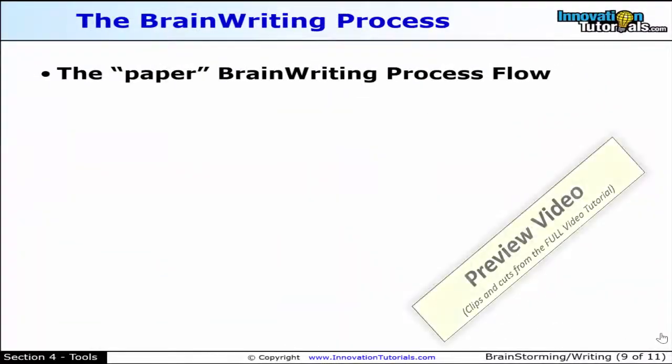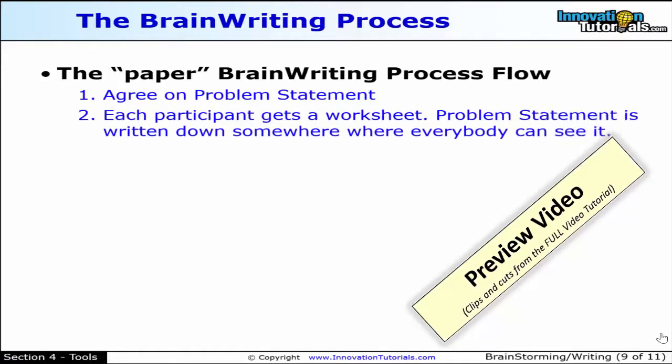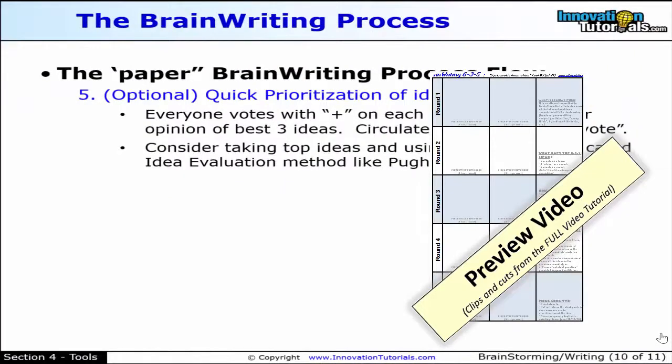So when you're using the paper version of brainwriting, which are those printed out 11 by 17 sheets, this is basically the flow chart that you'd go through in doing that. Agree on a problem statement, make sure everybody has a worksheet. We'll read all the ideas on the worksheet and maybe put 3 plus marks on the 3 ideas on that worksheet that we like the best.